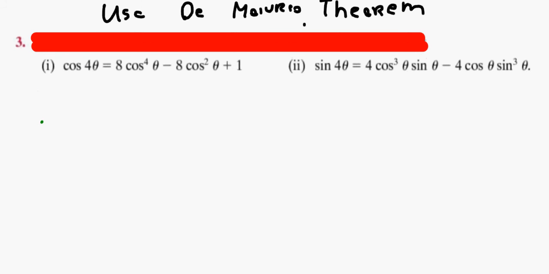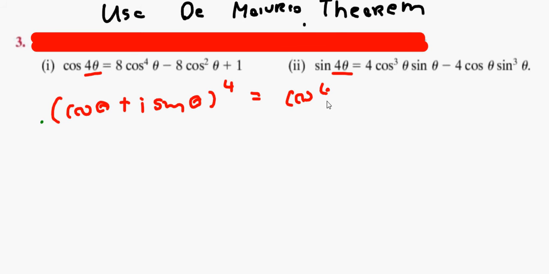See the way it has a 4 theta here? See the 4 theta there and the 4 theta there? That straight away should tell you that you're using power of 4. If it was 5 theta, what would you use? You'd use power of 5. Okay? And so forth, right? So what's this? Equals cos 4 theta plus i sin 4 theta.